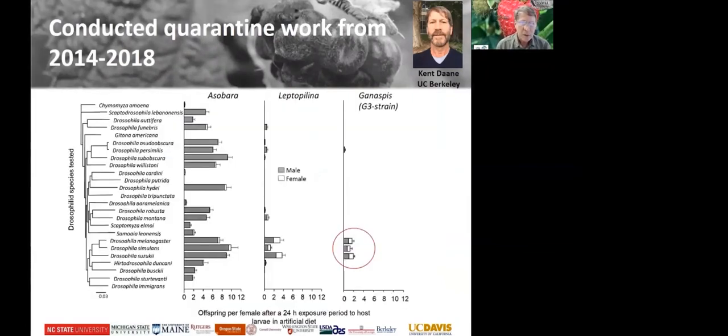We see here Asobara, Leptopolina, and Ganaspis, and this is a group of different Drosophilid and other related fly species that we expose them to. We see Asobara was reared from most of these. These are offspring per female. So Asobara is a generalist. It will never be permitted to be released in North America. Leptopolina did attack quite a number of species, but we can see it focused on this Drosophila melanogaster group, which includes suzukii. And Ganaspis, and this is the G3 strain, really focused on suzukii and closely related species.